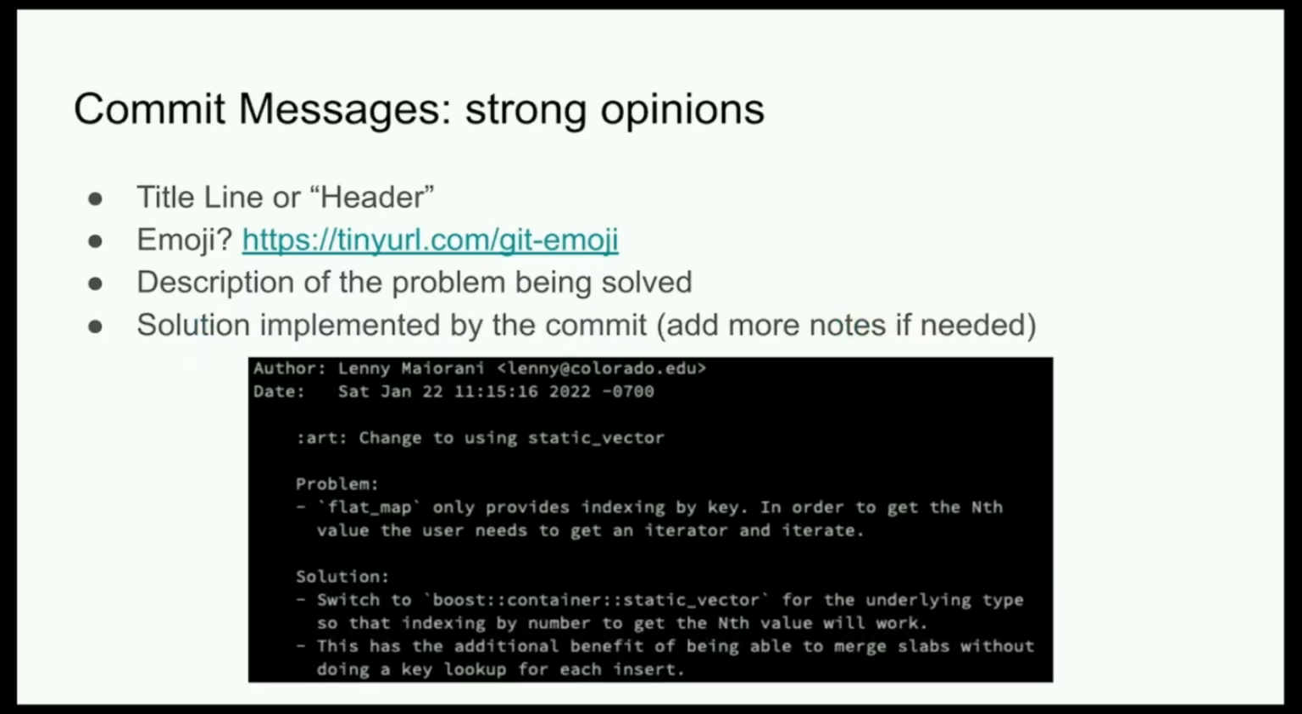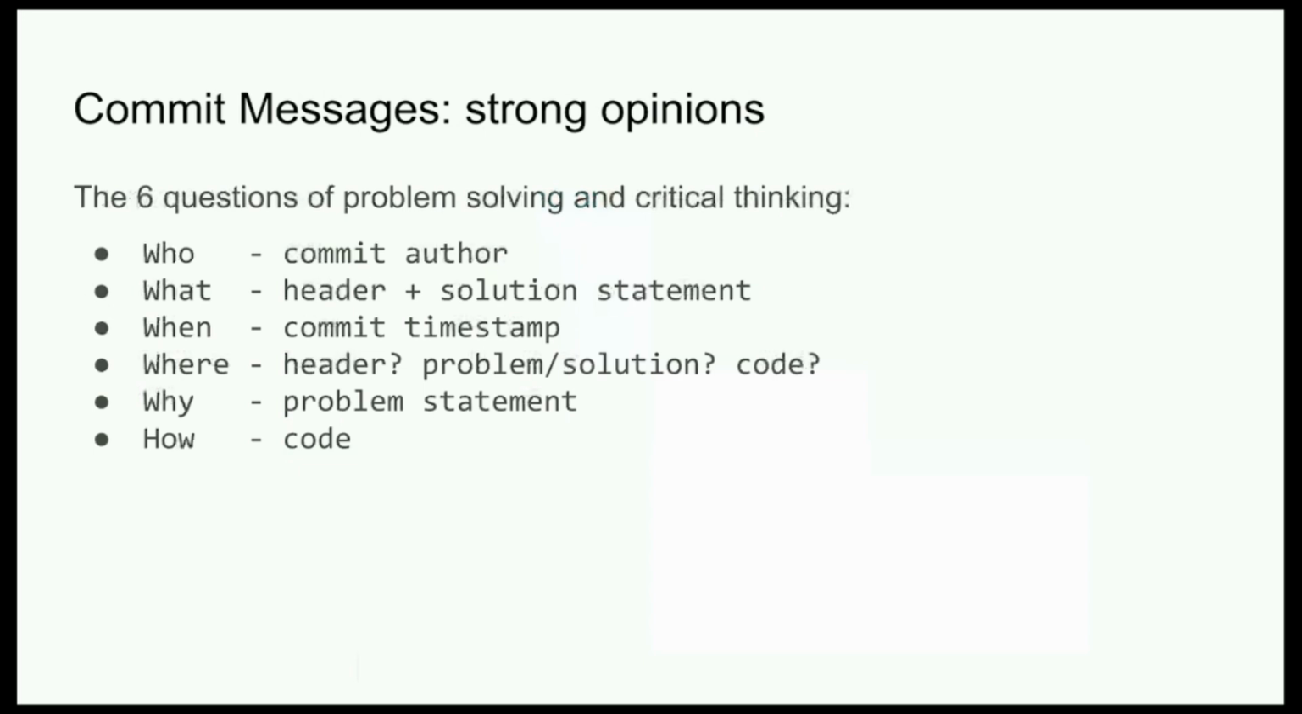The next thing is the solution that is implemented by the commit. We can make this as long as we want, really. This metadata can be very long. I don't even know if there's a maximum. But now we know at this point what we're doing in the header line, what the problem is, and how we solved it. We've covered all 6 questions of problem solving and critical thinking.